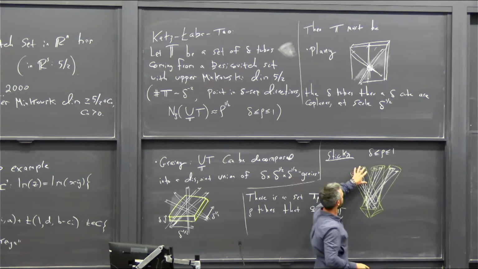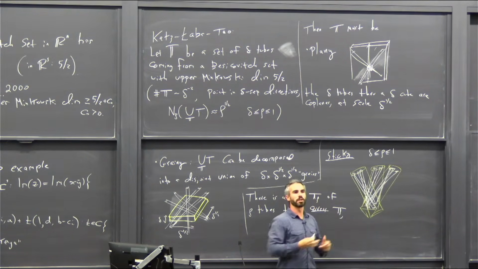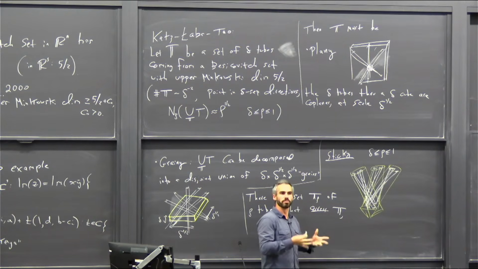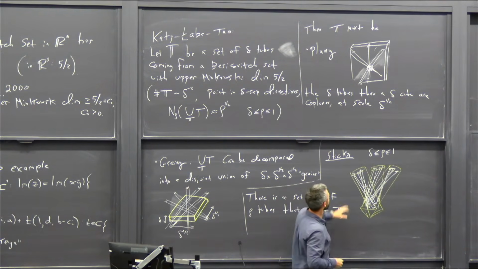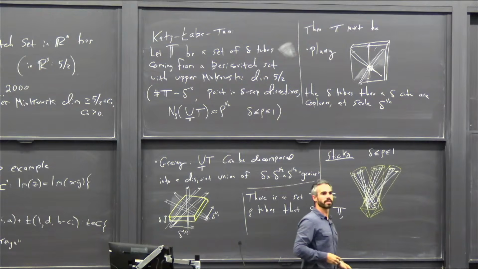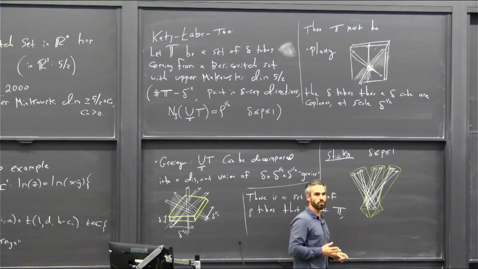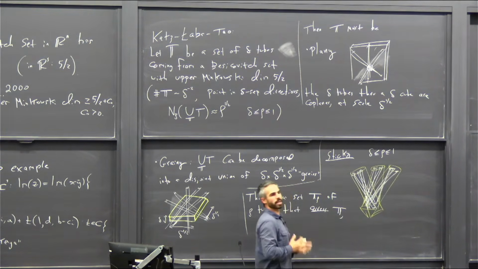And I want to say that this set of rho tubes is roughly the smallest possible set of rho tubes which could have this property. And one way I could do this is I could say, well, the number of them is at rho to the minus 2. That would be the minimal number.